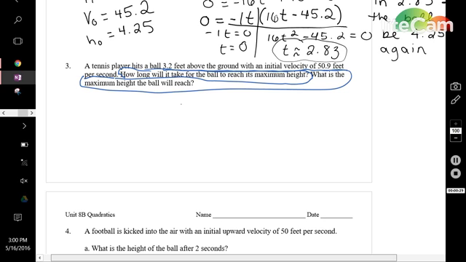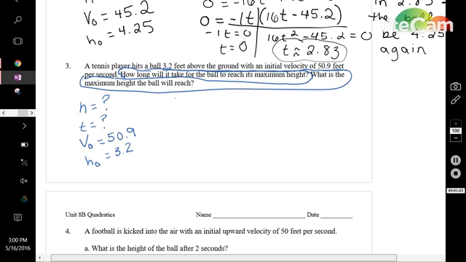Going through what is given, they do not give me an ending height, and they also do not give me a time. We are looking for the height when it reaches the maximum, and we are looking for the time that it takes to reach the maximum height. The problem does give me a velocity of 50.9 feet per second, and it also gives me an initial height of the ball, which is 3.2 feet.